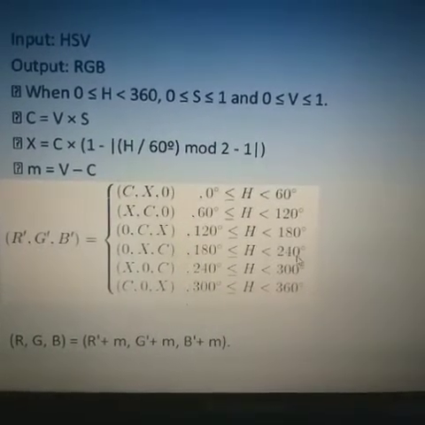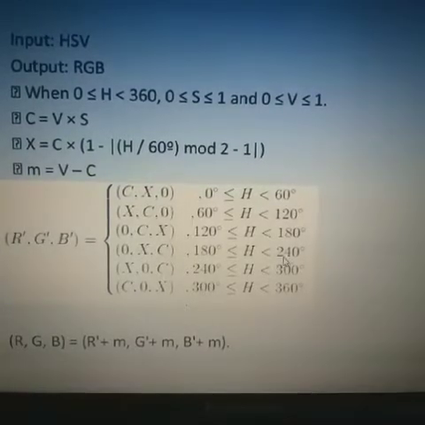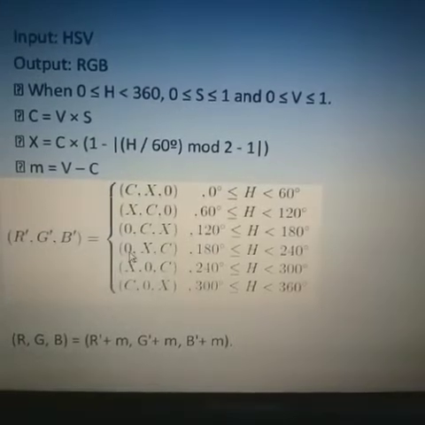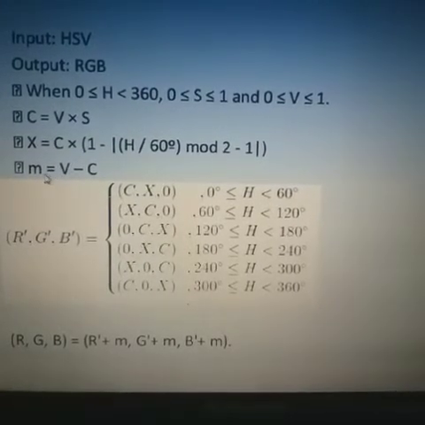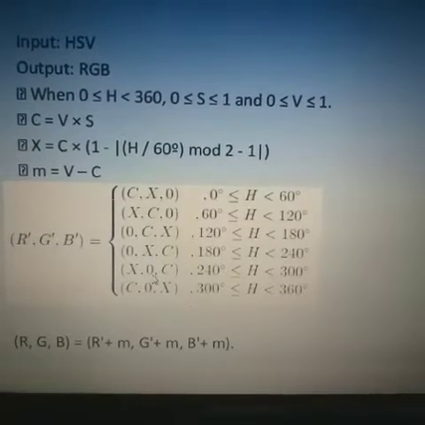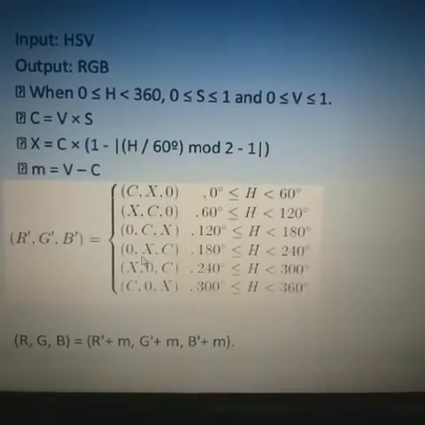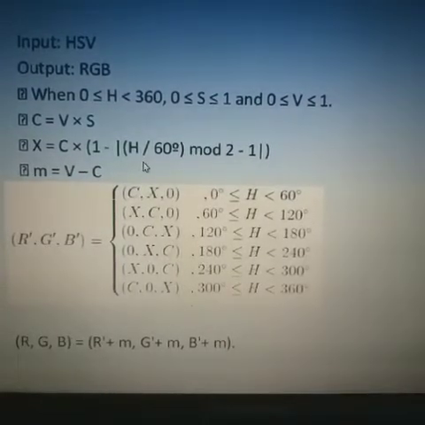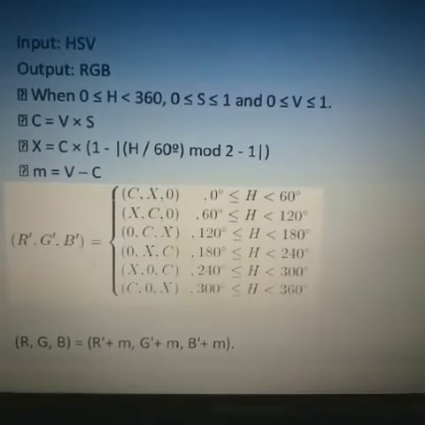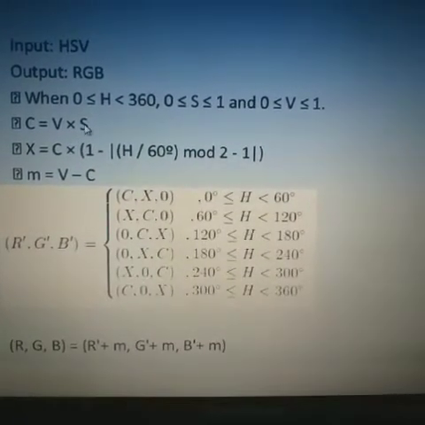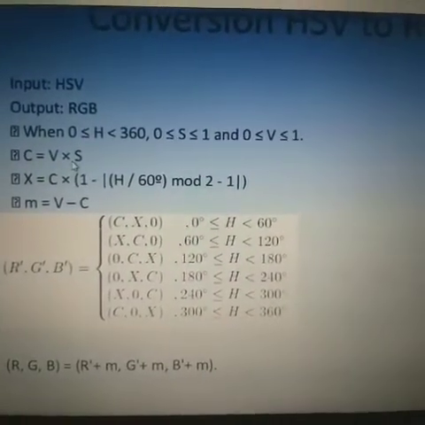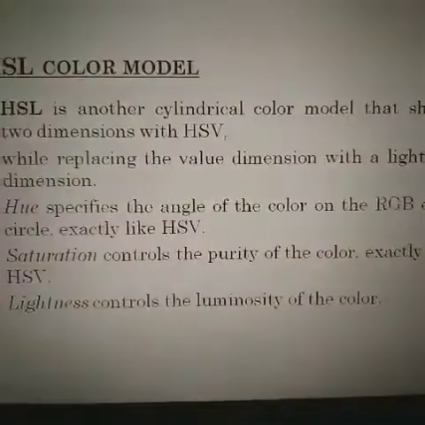If the angle is, for example, 240 degree, then the R value is 0 plus M, where M is V minus C. For the green we have the value X, which is to be calculated by this method, and the C value is represented for the B dash, which is represented by V into S. So this is the conversion for HSB to the RGB model.